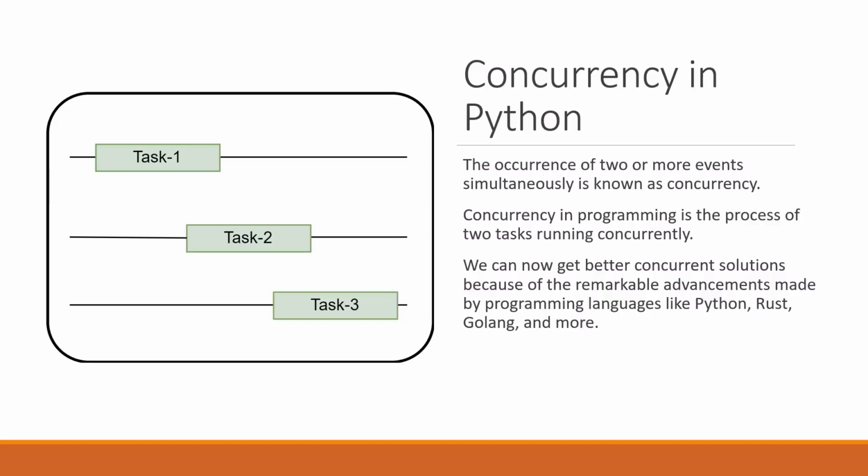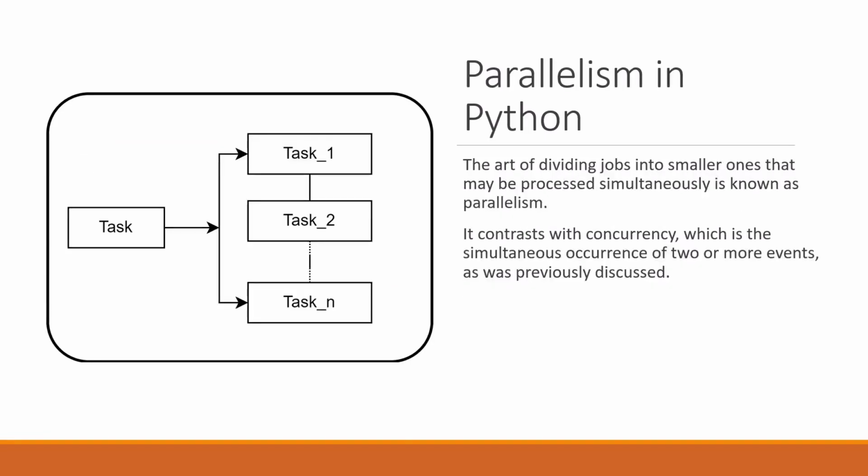We can now get better concurrent solutions because of a remarkable advancement made by some of the programming languages such as Rust, Golang, and Python is also there. So we will discuss how to achieve concurrency in Python. Let's move forward and discuss parallelism.